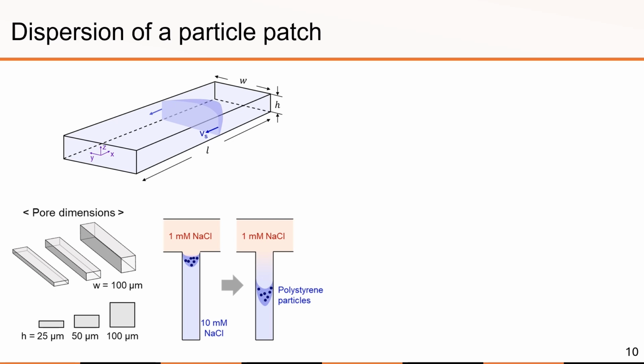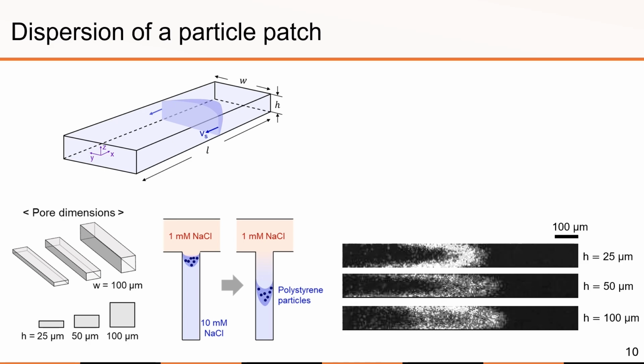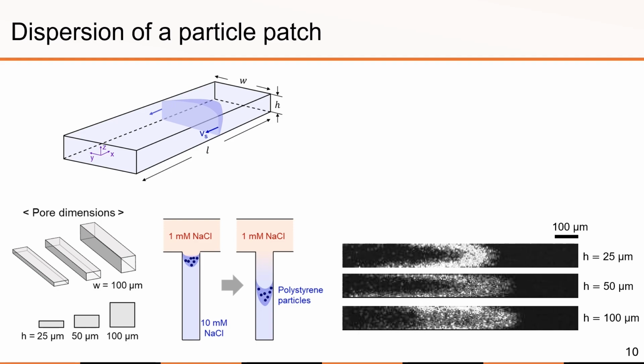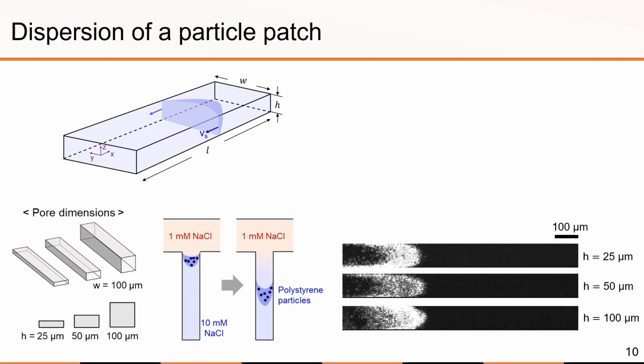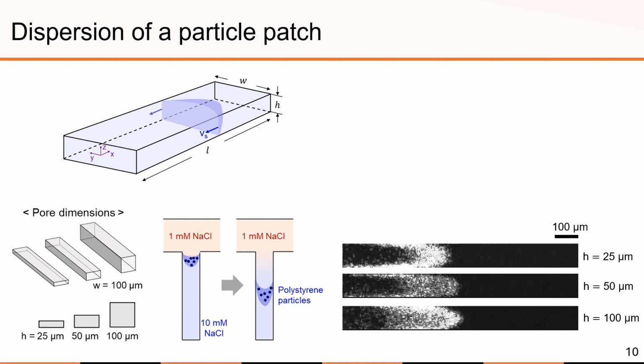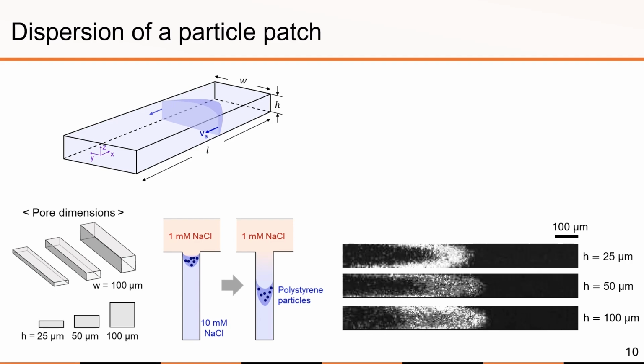To set up the salt gradient, we used 1 and 10 millimolar sodium chloride in the main channel and in the pores. We observed that when using 3 different pores with the same width and length but different heights, the particle behavior varied. In the inserted clips, you can see that the initial particle patches look almost the same in the 3 pores, but the translation and dispersion behaviors are clearly different.